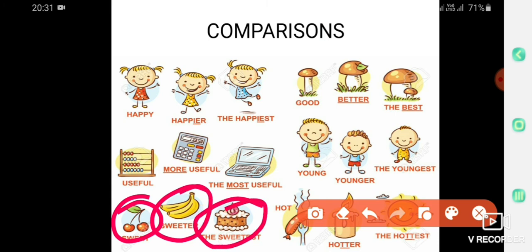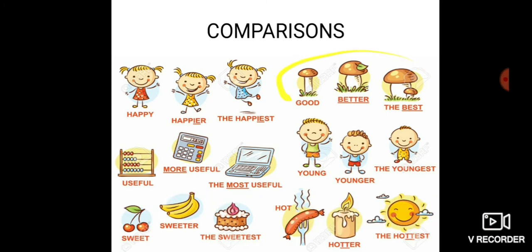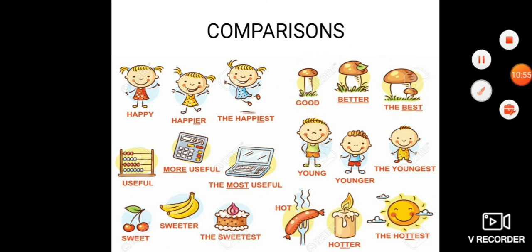And if you are comparing the cake with these fruits, if you are finding it the sweetest one, so you will say the cake is the sweetest of all. Okay. Now next thing here, there are some mushrooms.